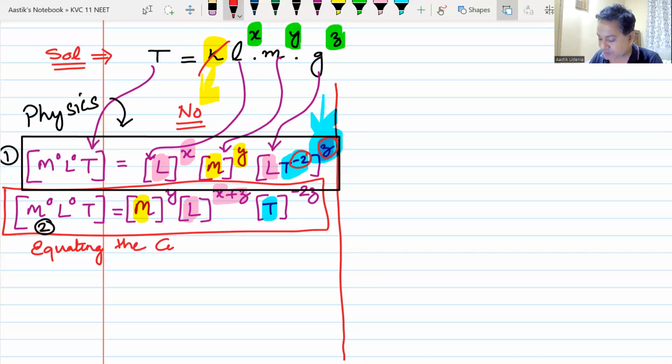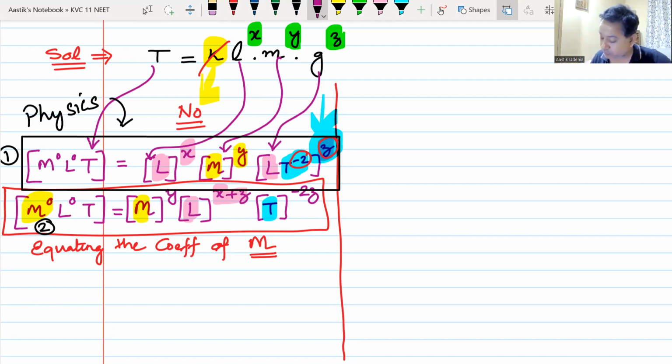So equating the coefficients of m. Let us see what are the coefficients of m on the left hand side. The same coefficient has to come on the right hand side because dimension on left hand side and dimension on right hand side should match. What is the coefficient of m, which is the yellow color, on the left hand side? Everyone can see the whiteboard, yes or no?